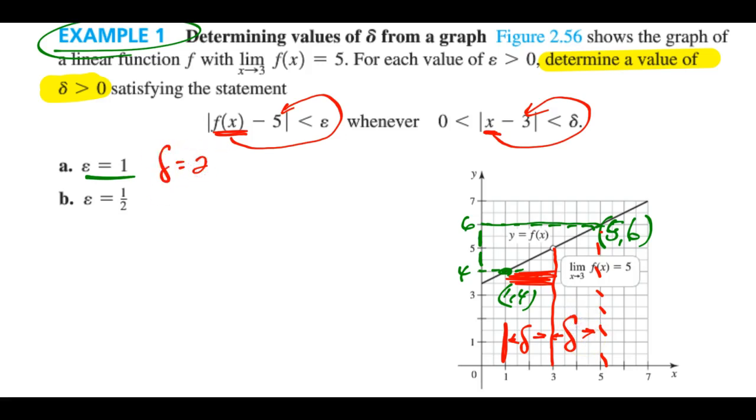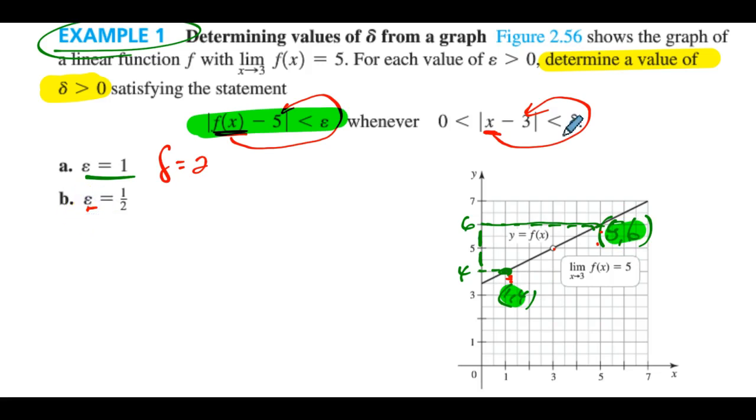In part B, we repeat the process. It looks like the epsilon is going to remain the same. So I still have the points 1, 4, and 5, 6, but now they want me to have epsilon just to be a half. So it's a half a unit away from, notice I'm changing this sign because x minus 3 equals 0 when x is 3. So it's a half a unit away from 3. So here and here.